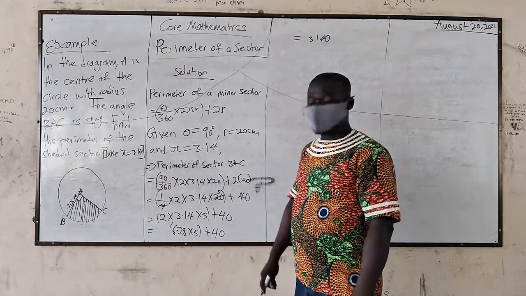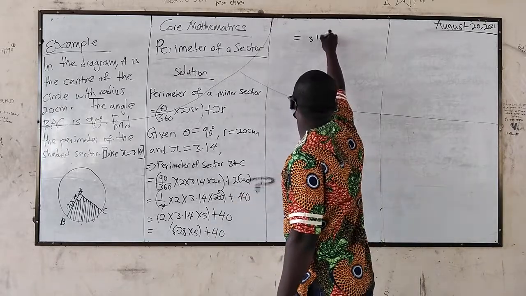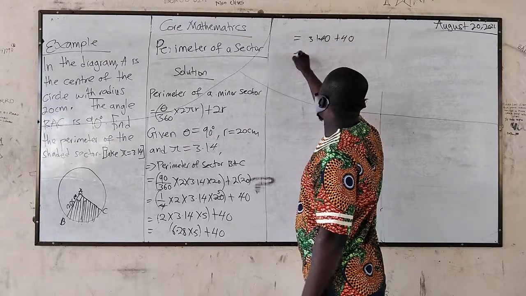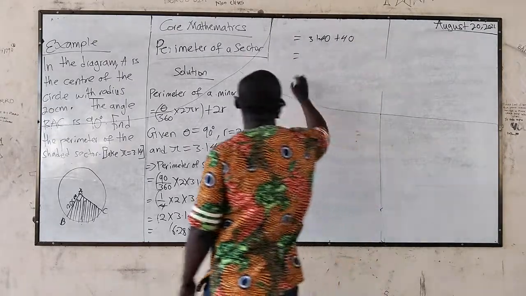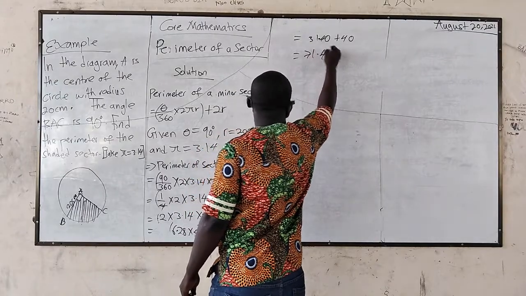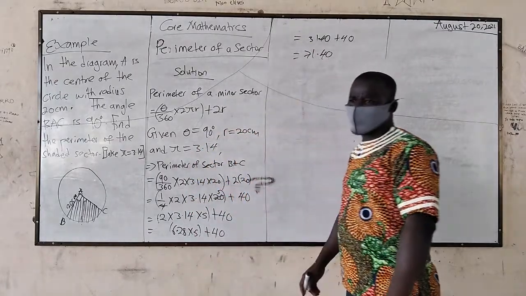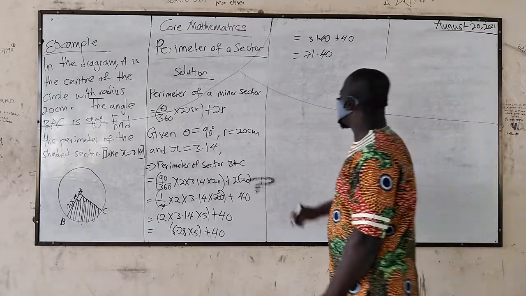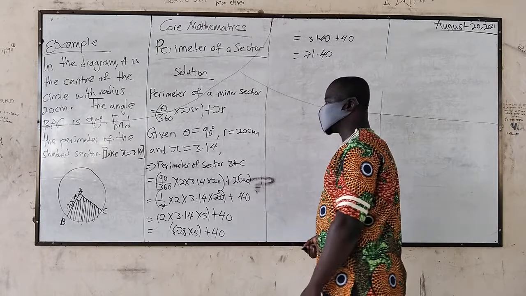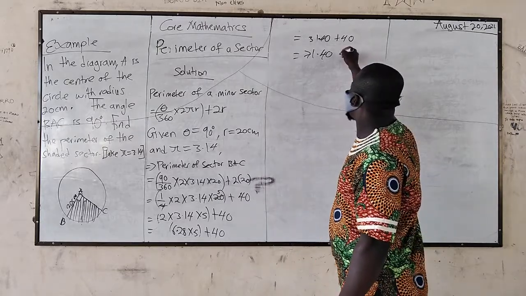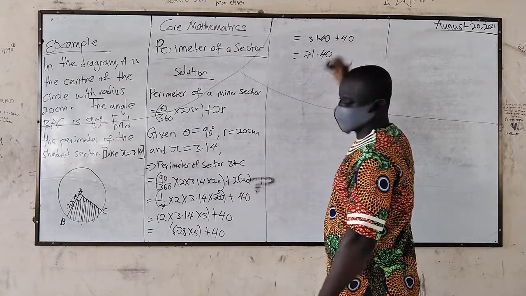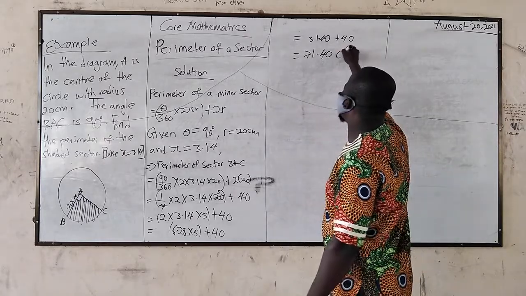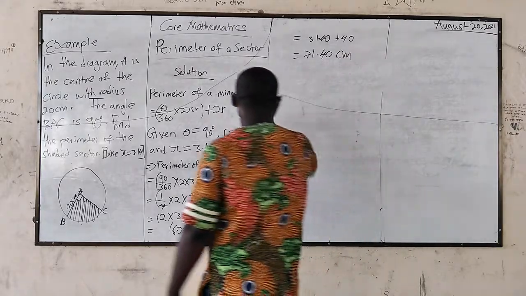How many decimal places? Are you sure it's 2 decimal places? Yes, 2 decimal places. So the point comes here, you see that? Plus 40. Now this gives you 31.40, sorry, 0.40, so this gives you 71.40 centimeters.